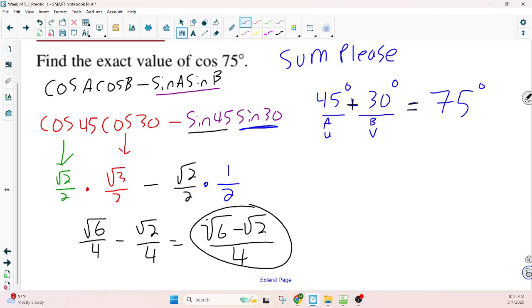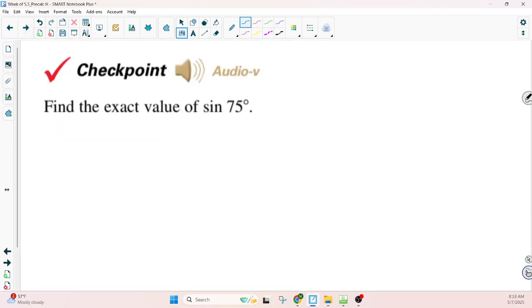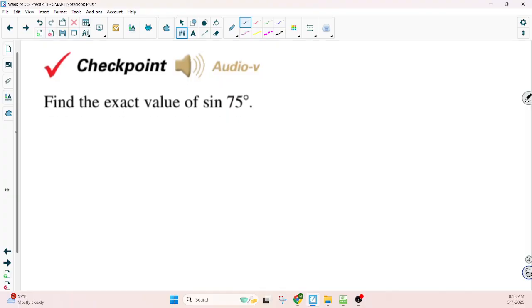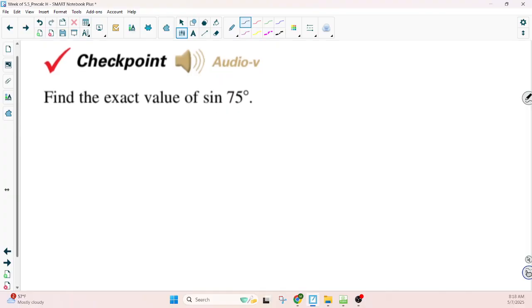That is it. We're going to try to wrap it up. We don't want to do too much today. We don't want to strain ourselves. Keep those brains well rested. Try to pause the video and try this checkpoint, the exact value of sine of 75.